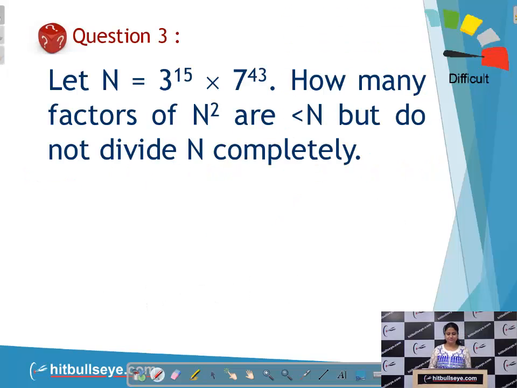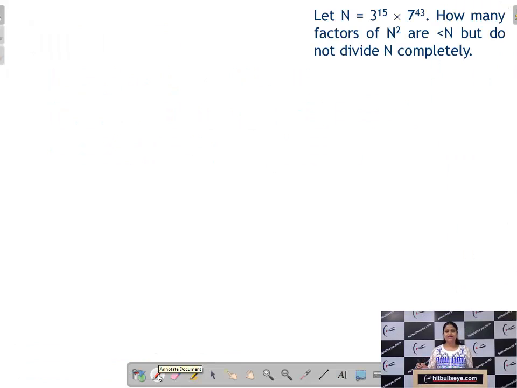Now, the next question. It says, let n is equal to 3 raised to power 15 into 7 raised to power 43. How many factors of n square are less than n but don't divide n completely? So, let us see. Before explaining this question, let us take a smaller example.